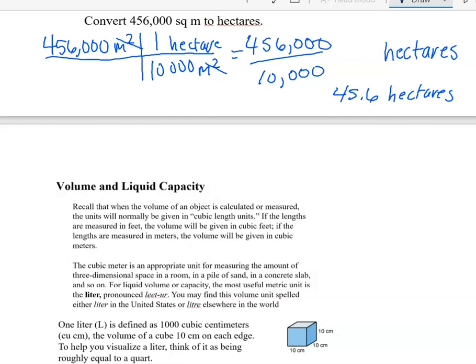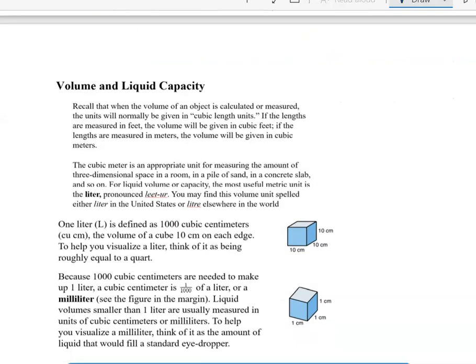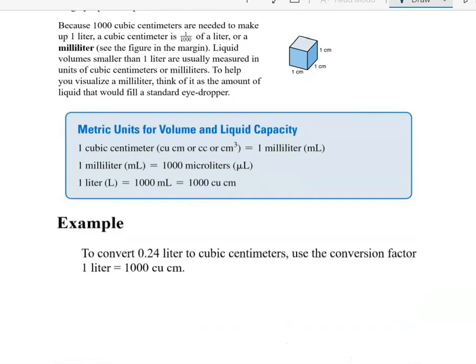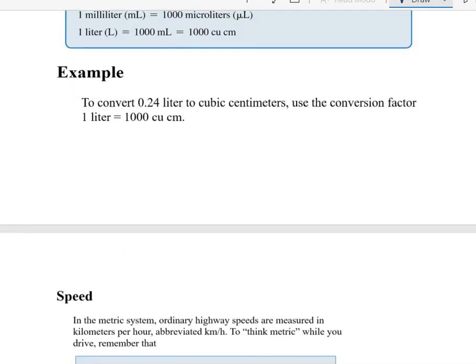Okay, let's talk about volume and liquid. So we're now starting to talk about cubic centimeters or cubic meters because we're talking about something that's three-dimensional. So when we have to convert 0.24 liters to cubic centimeters, it's a unit of volume, but we want to convert it to cubic centimeters. This is going to be liquid, and now we're converting it to fill in a space.